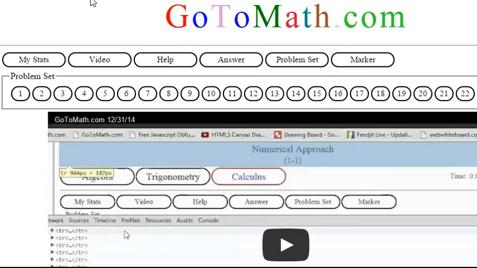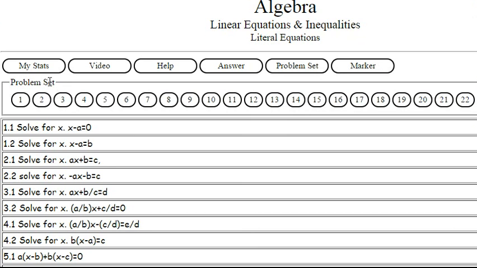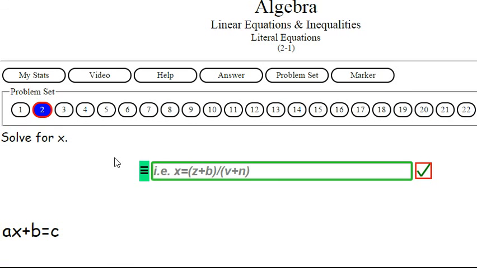Okay, we're here at GoToMath.com. Come up here, click Algebra. You might have noticed there've been some changes made, hopefully for the better. So this is what we've got going on here. We've got ax plus b is equal to c. Now let me just say, this is not the answer, but it gives you an idea of what the form should be when you type it in there.